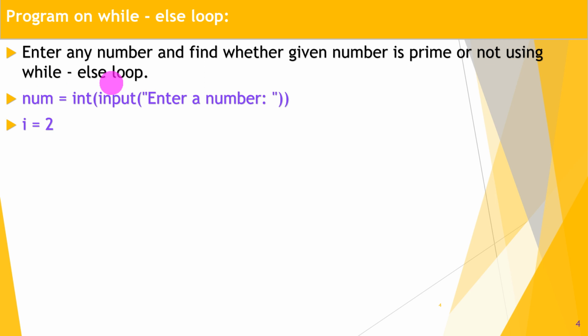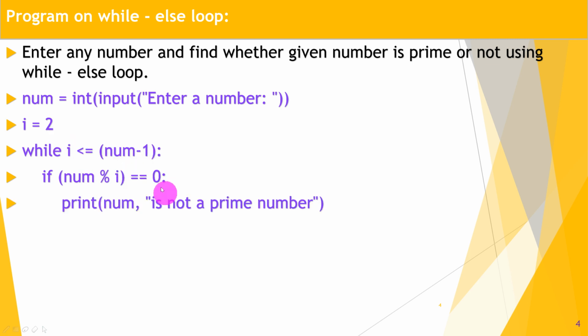Okay, so take the number from the user, then initialize I is equal to 2, I less than equal to num minus 1. What is the use of the I variable? The I variable is used to divide that number from 2 to number minus 1. If the remainder is equal to 0, then what happens? Print number is not prime number. Then write break. Why do we give break? Because if 9 is divided by 3, then why divide it by 4, 5? No need. So use the break statement.